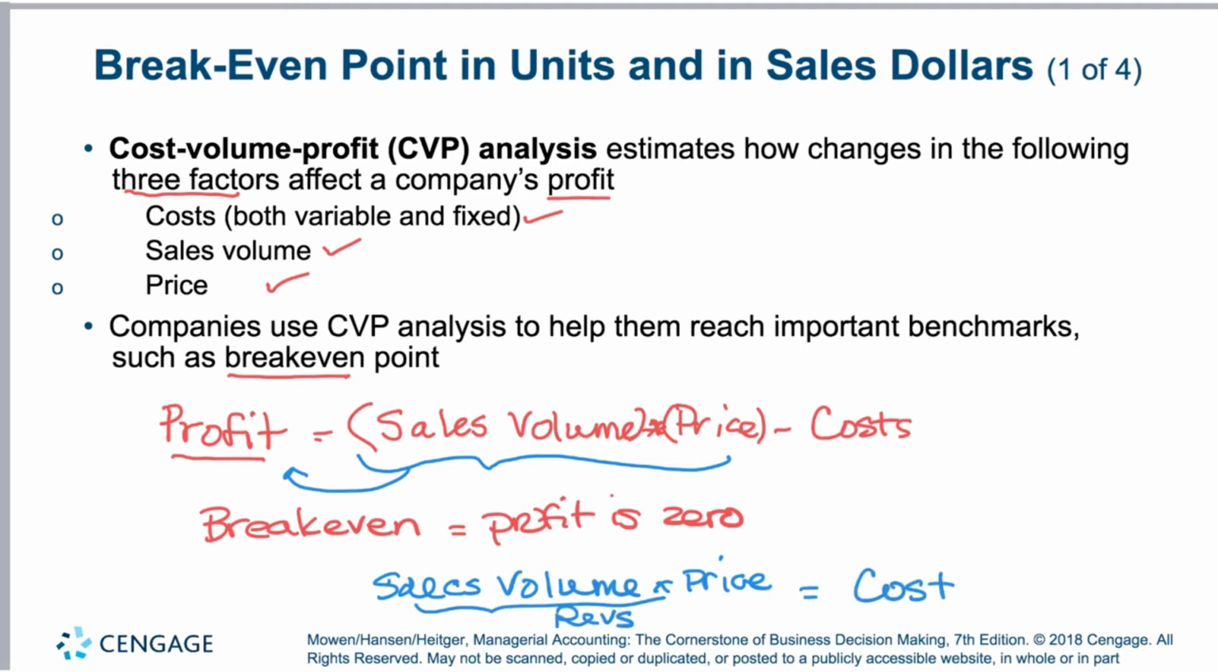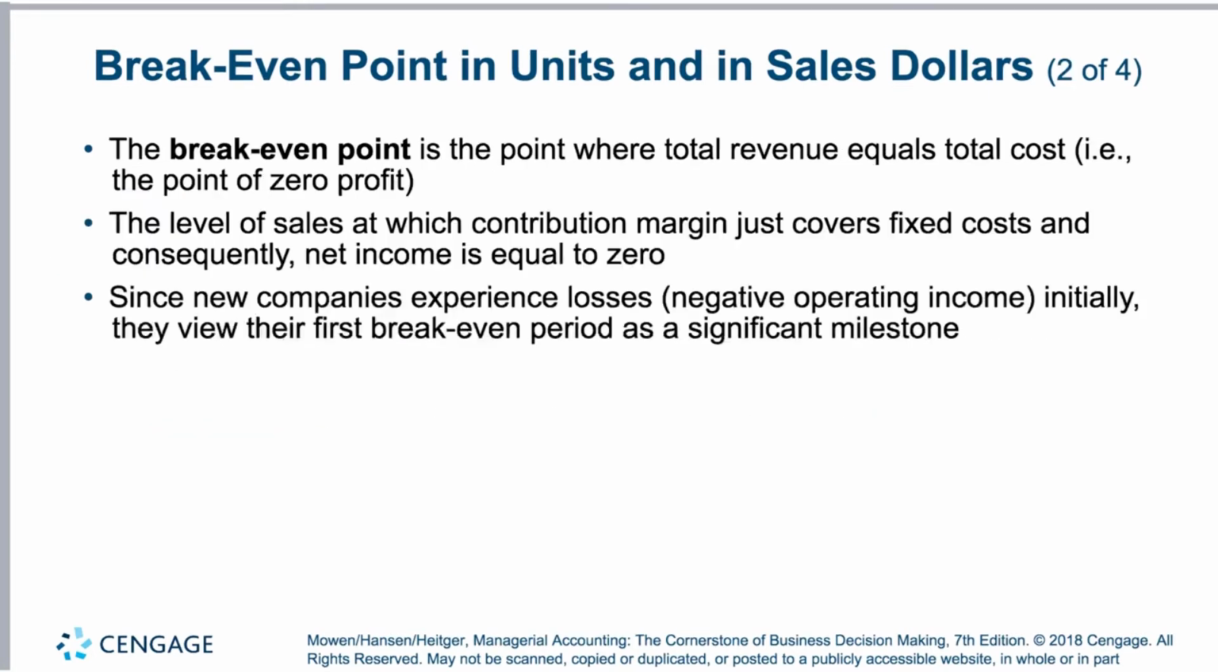So that's basically all there is to break even, but we are going to go on and on about it for another 15 slides in this first section. As I said, the break-even point is the point where total revenue equals total cost. So that's 0 profit. And you can also think about it a different way. These are different ways of saying the same thing.